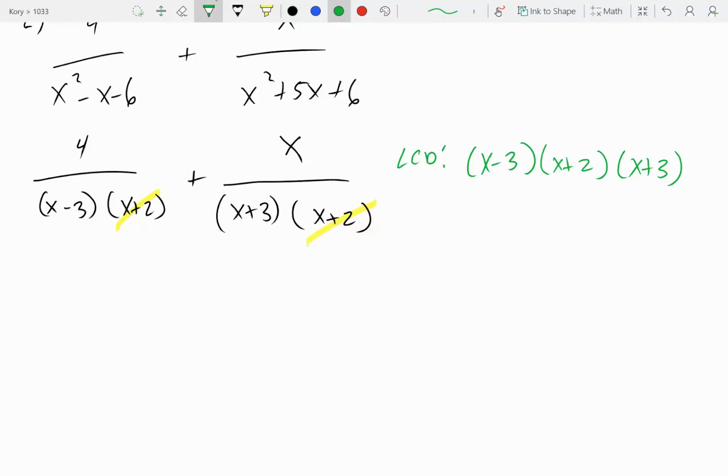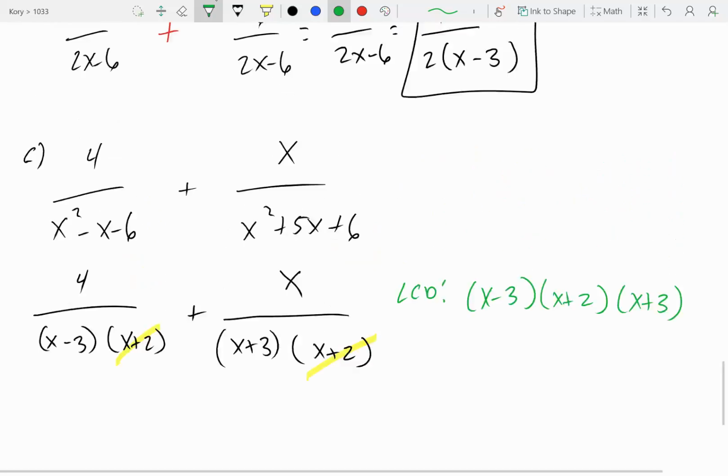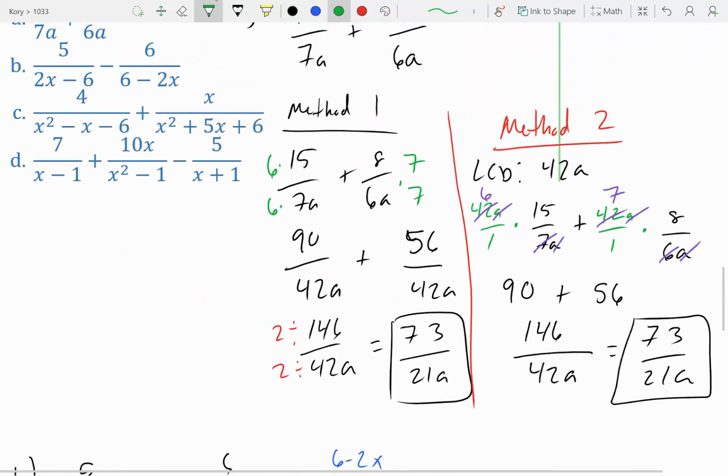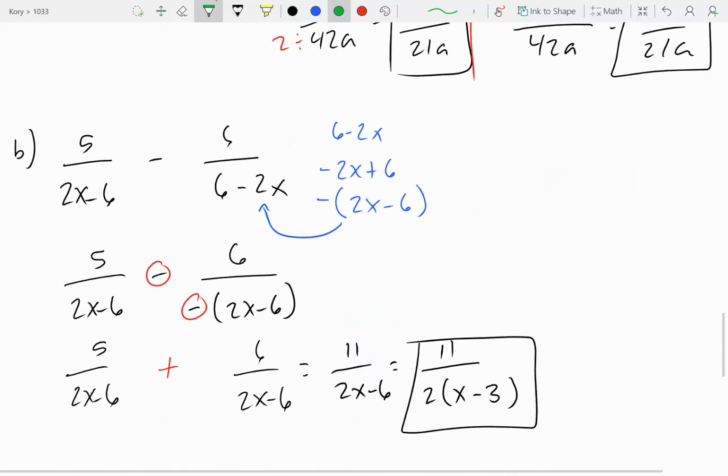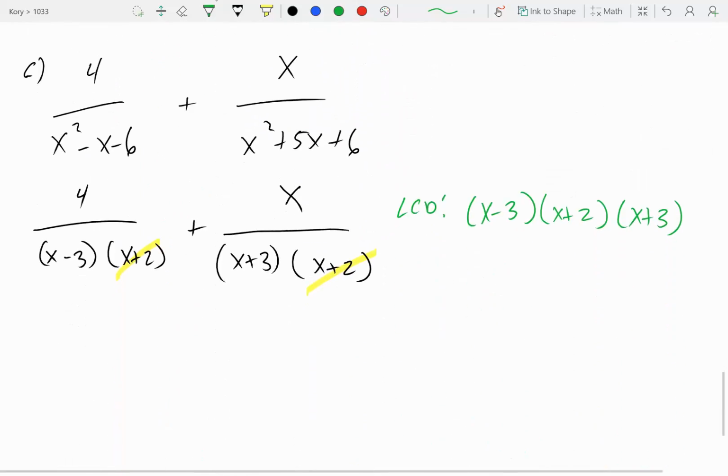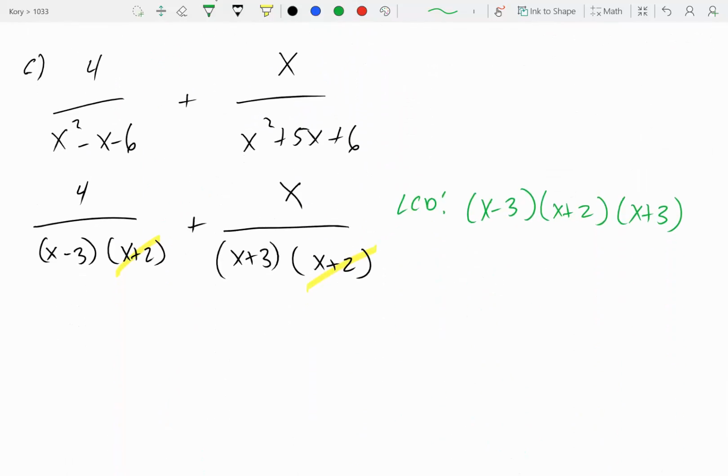Now we're going to multiply everything by our LCD. You can do it using method 1. You can do it that way. But from now on, I'm going to do method 2 because it's going to help you out later on in the chapter. By all means, still use method 1. I'm just showing you so you can keep at it and it's something that you're always going to see.